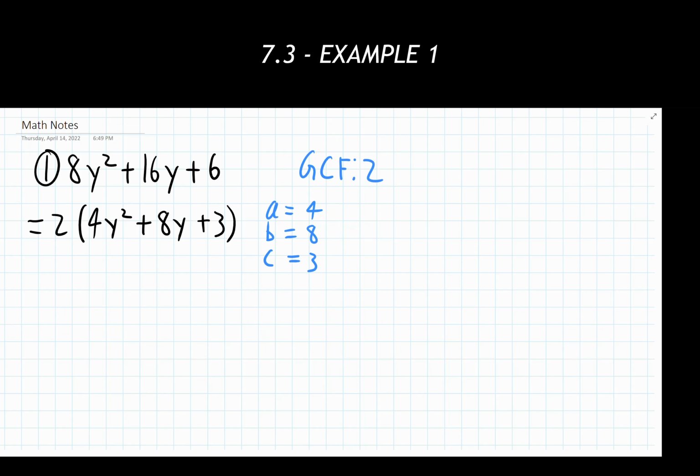Next part of step 2 says to find the product of AC. That means I'm going to take A, multiply it by C. The numbers that I have, that's going to be 4 times 3. It's going to be 12. Okay. Product of AC is 12. Perfect. Step 2, done. Now step 3 in our process.